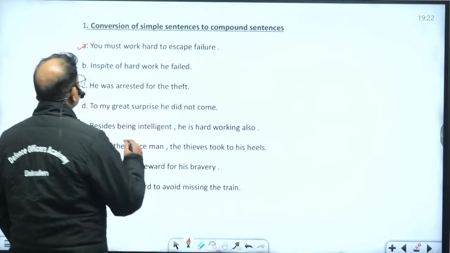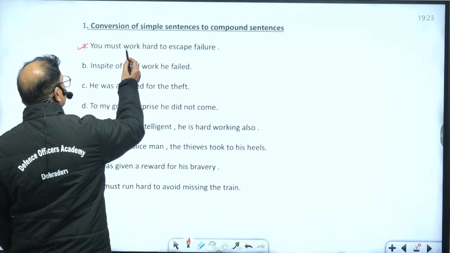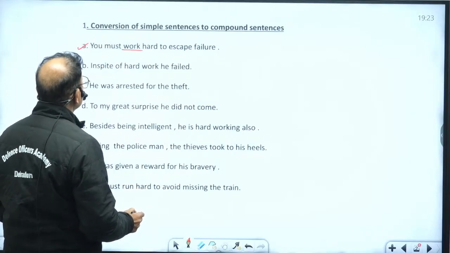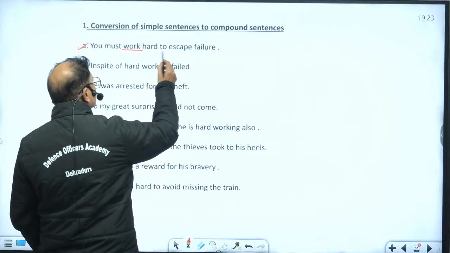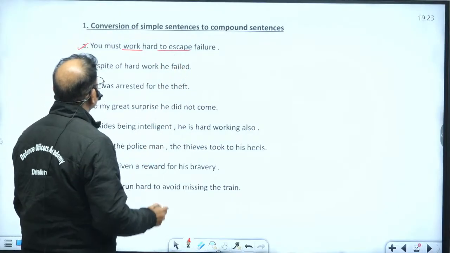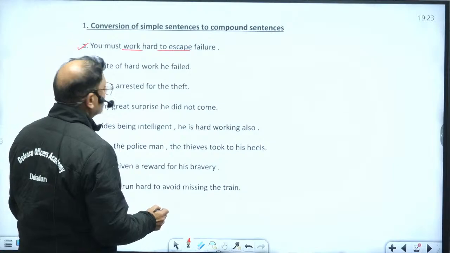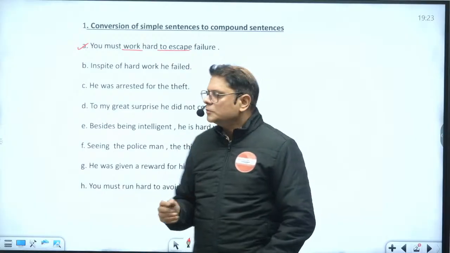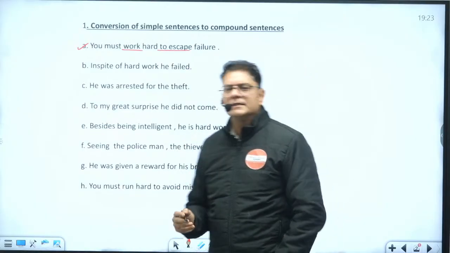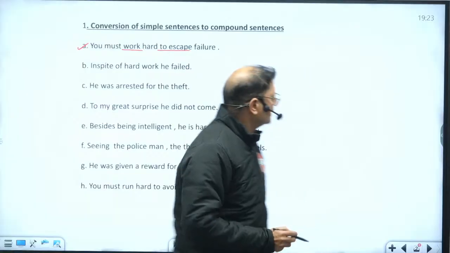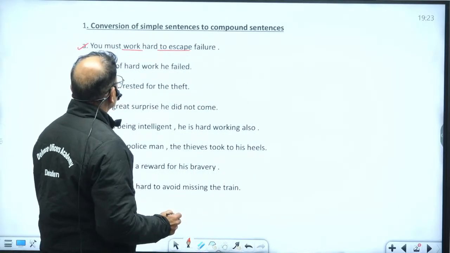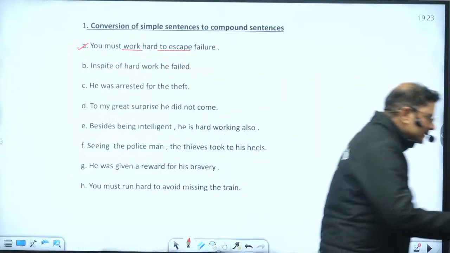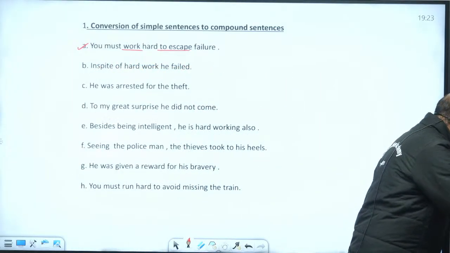Okay, so must work hard. To escape is not the verb, so we can see there is only one verb, work hard, and we have to change it into a compound sentence. So that is the one thing. You must work hard.